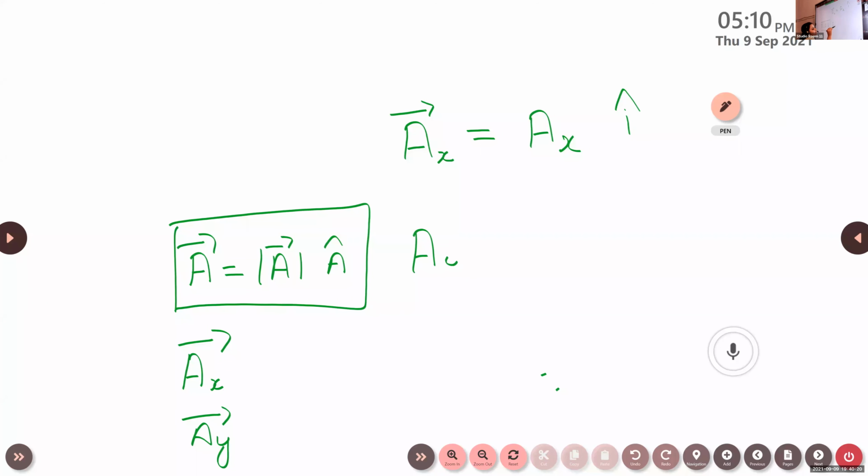Similarly, vector AY, that is the component vector along the y-axis. We split the vector A into two, AX and AY. So AX is represented like this. Now the vertical component, taken along the y-axis, is represented by vector AY. What is the magnitude of vector AY? It is AY. And here this AY is taken along the y-axis. The unit vector corresponding to the y-axis is j cap. So AY j cap.